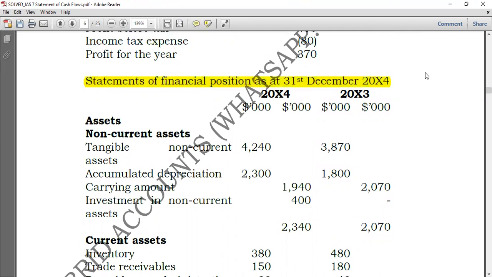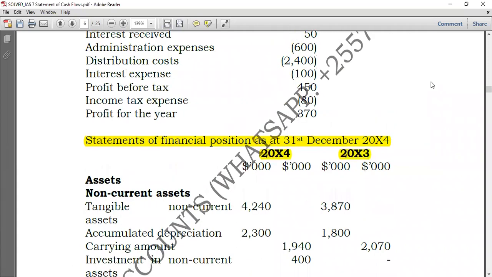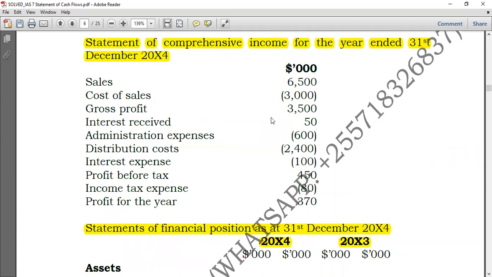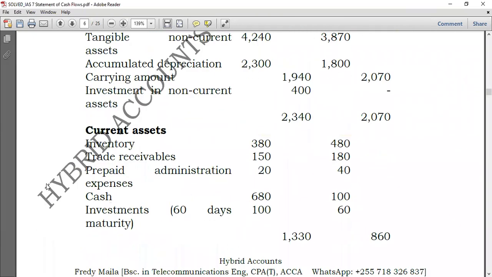But usually we prepare financial statements for 2 years. So this is year 2024, but you also prepare for the previous year. So you have two sets of financial statements, right? For comparability purposes, we usually do that. So as for the income statement, even if you are given two statements, you just have to take the one for the 20x4. All right, now let's go to the question.